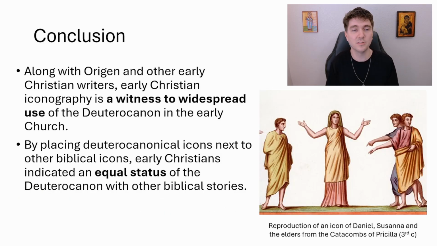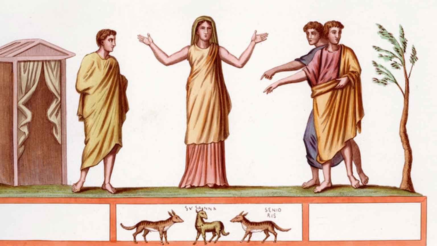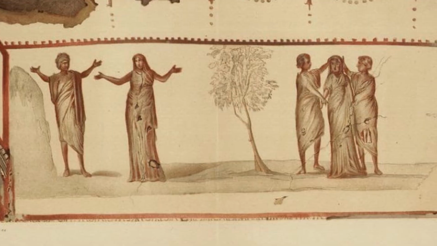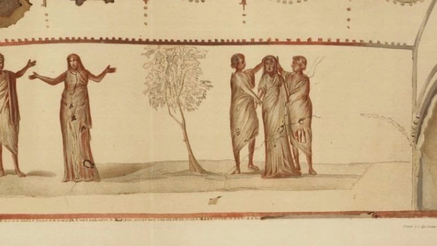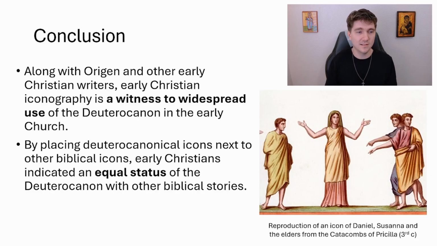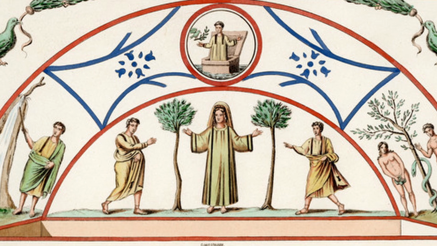So in conclusion, along with Origen and other early Christian writers, early Christian iconography is a witness to the widespread use of the Deuterocanon in the early church. So we have the early Christian writers, early fathers, who are referencing and citing from these books. We have Origen saying that they're in all the churches. And then we have the iconography that is showing these stories in all the churches. So we have a third independent witness to the Deuterocanon's canonical status in the early church in the iconography. And by placing Deuterocanonical icons next to other biblical icons, early Christians indicated an equal status of these stories with other biblical stories.